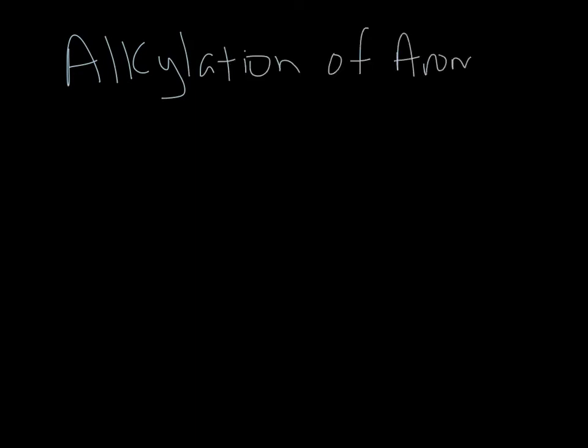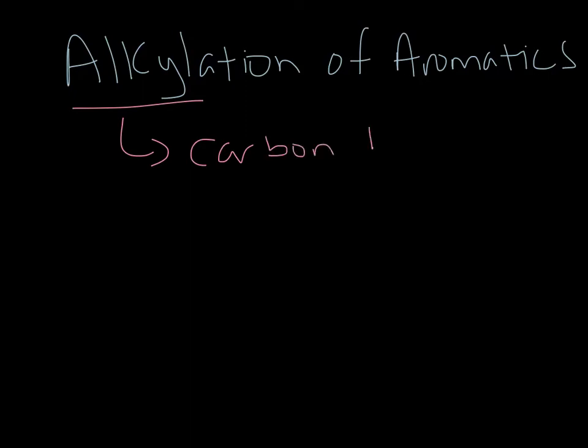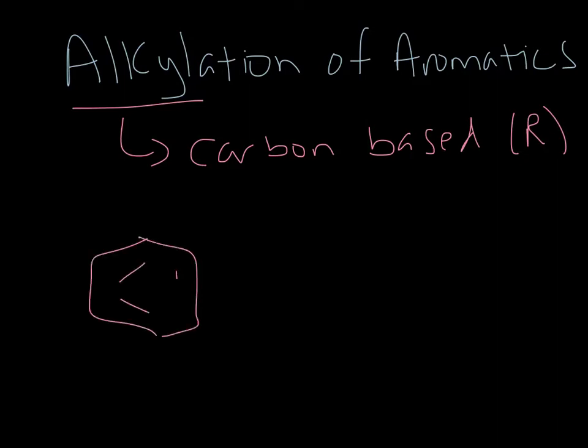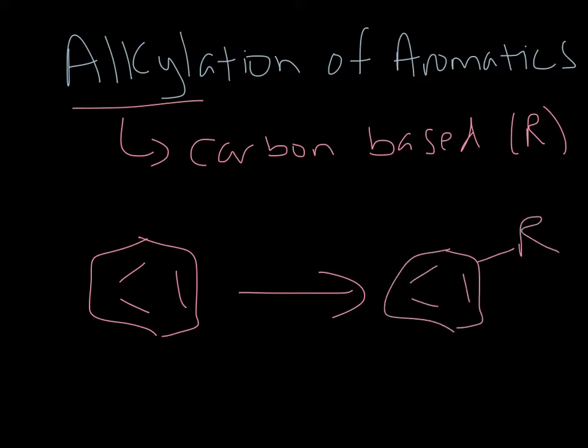In this video, we're going to discuss the alkylation of aromatic groups. An alkyl group is any carbon-based group. Generically speaking, we could say R, and we can take a benzene or some derivative of benzene, and if we add an alkyl group, we will now have benzene with some R group on it. There are a couple of different ways to do this, so we're going to break it down over the next couple slides.